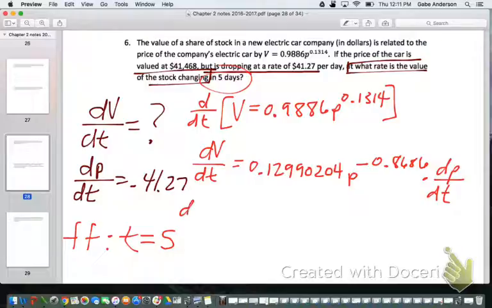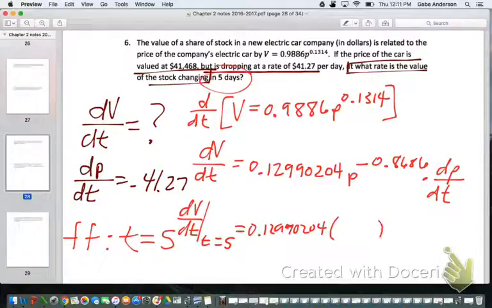So I'm going to write dv dt at my freeze frame moment, so I'll put at t equals 5 equals 0.12990204. I'll leave a blank for the p right now, so it'd be to the negative 0.8686 and then times negative 41.27. Any ideas on what we put in there for the freeze frame moment, the letter P there? What do you think, Mandy? And then put that in for P?